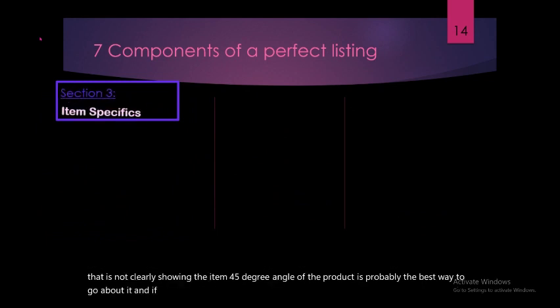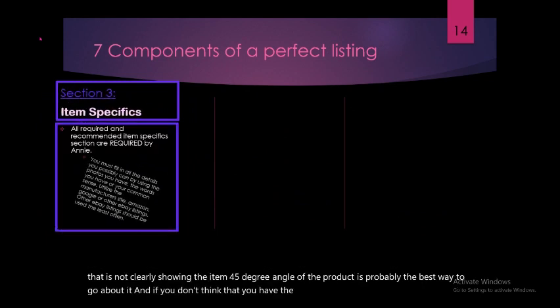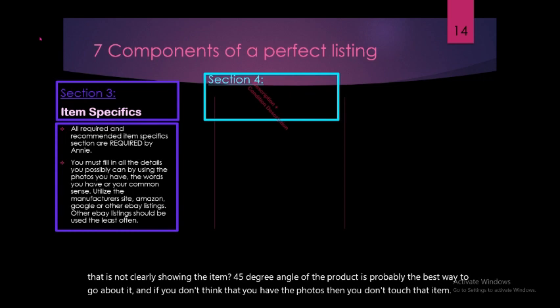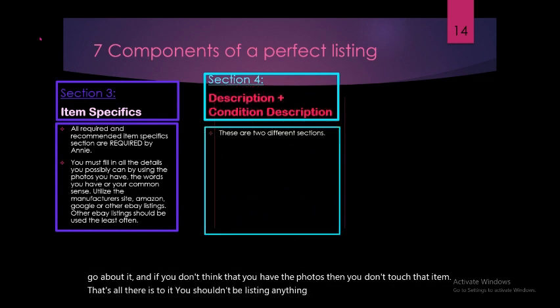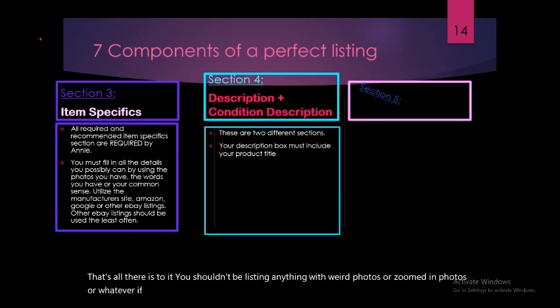And if you don't think that you have the photos, then you don't touch that item. That's all there is to it. You shouldn't be listing anything with weird photos or zoomed in photos or whatever. If you haven't found all the photos, then don't touch the listing.